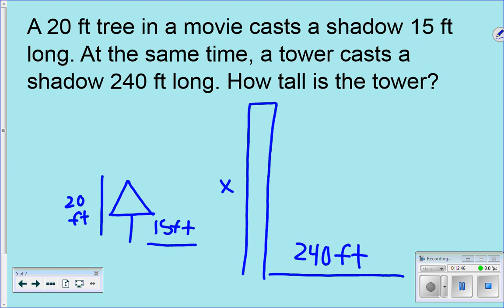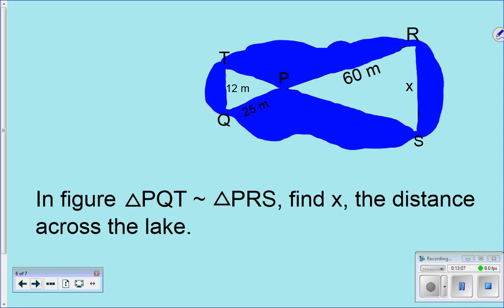Another way to look at your answer and make sure it's right, think about it. If this is 20 and this is 15, if this is 240, this number has to be bigger. Is this number bigger over here? Yeah. So if you would have got like 100 here, that's another way to think about it. Does it make sense?